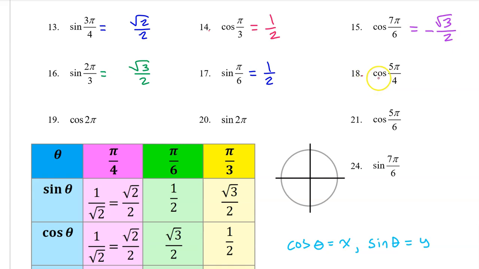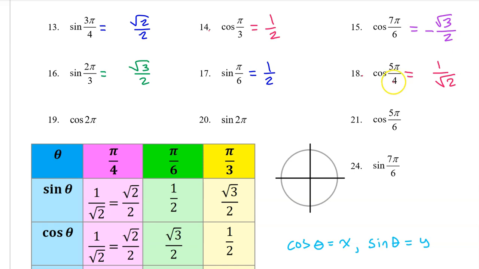Number 18, the cosine of 5 pi over 4 will be the same as the cosine of pi over 4, which is radical 2 over 2, or you can write 1 over radical 2. I'm going to switch it up and write 1 over radical 2 this time. Except it might be negative depending on the quadrant.